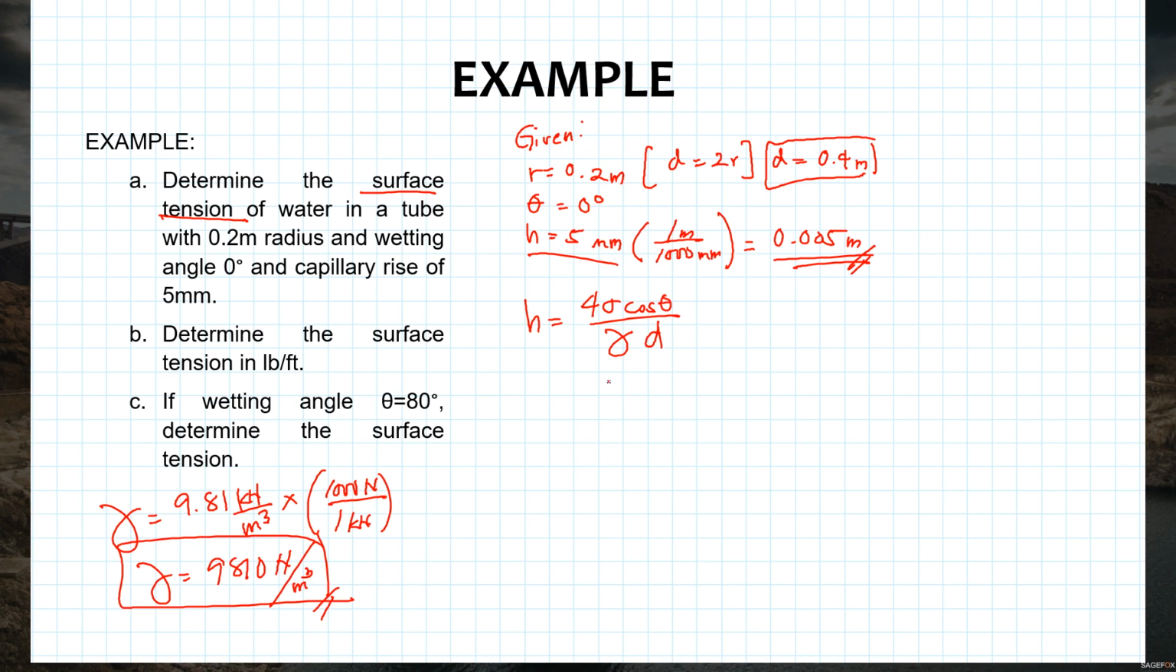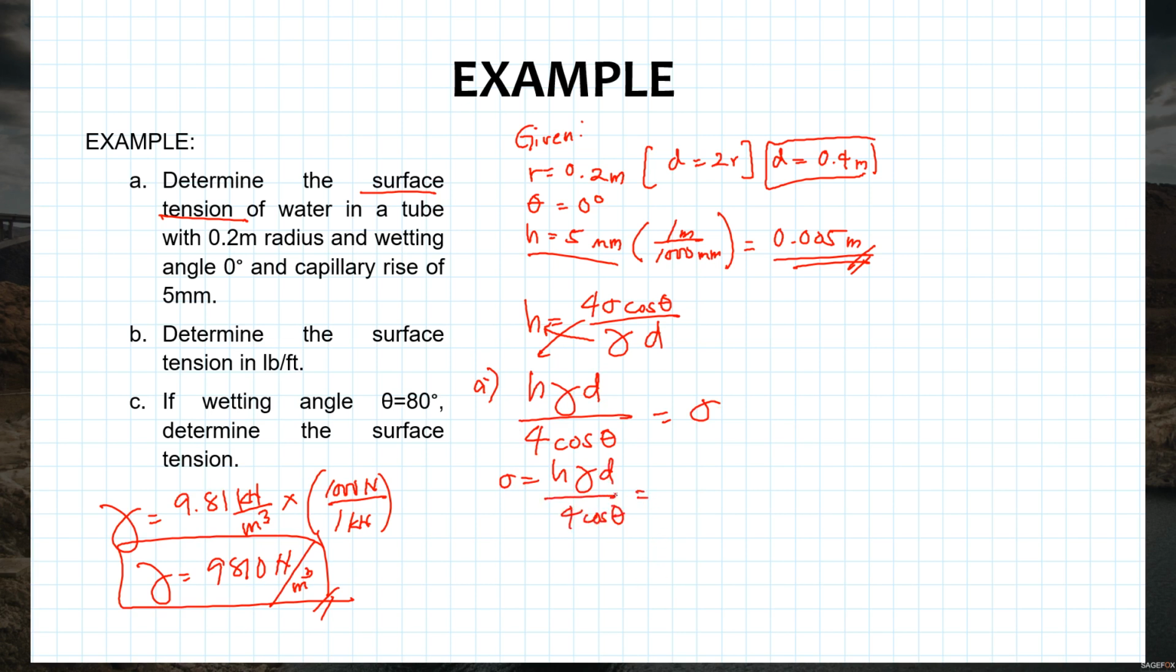Next, let's determine the sigma or the surface tension. Let's isolate that variable by simply cross multiplying: the denominator on the left side, and all the numerators here, 4 and cosine theta, as the denominator on the left hand side of the equation. So sigma equals h times gamma d over 4 cosine theta. That will be your equivalent solution for this. So this is for letter A. This will be your solution.